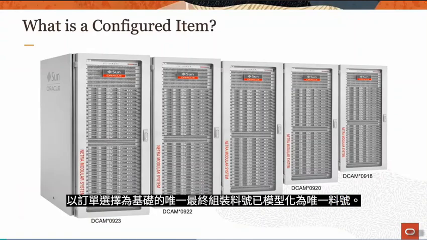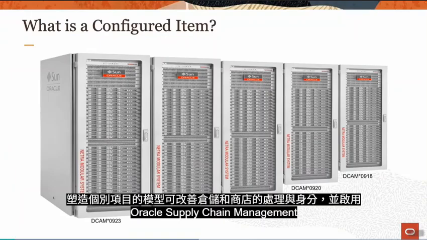Modeling a separate item improves handling and identification to the warehouse and shop floors and enables all functionality throughout Oracle Supply Chain Management Cloud. It also improves item and on-hand visibility in inventory, promising, and planning. The additional setup of the configured item.